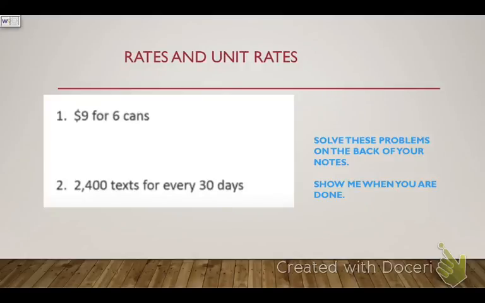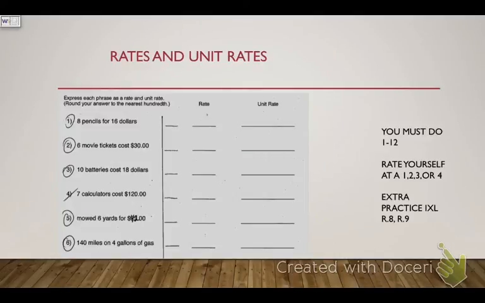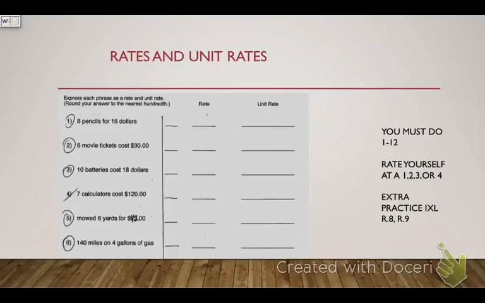Solve these on the back of your notes. Show me when you're done. When you're done with that, you're going to have an exit ticket. And remember, in the exit ticket, you want to show exactly what we were showing before. Make sure you show it as a rate, and then write it as a unit rate. When you're done with that, you have an assignment. You're only going to do certain problems, and I will tell you which ones, or you'll see them circled on your assignment. When you're done, rate yourself at a 1, 2, 3, or 4. And if you need extra practice, look at R8 or R9.